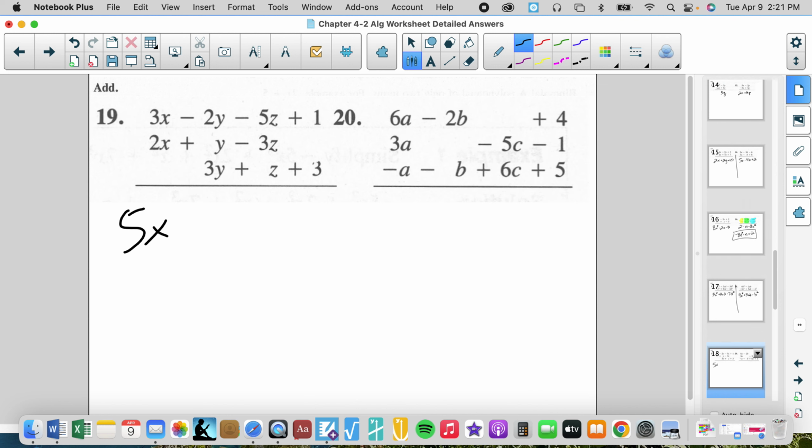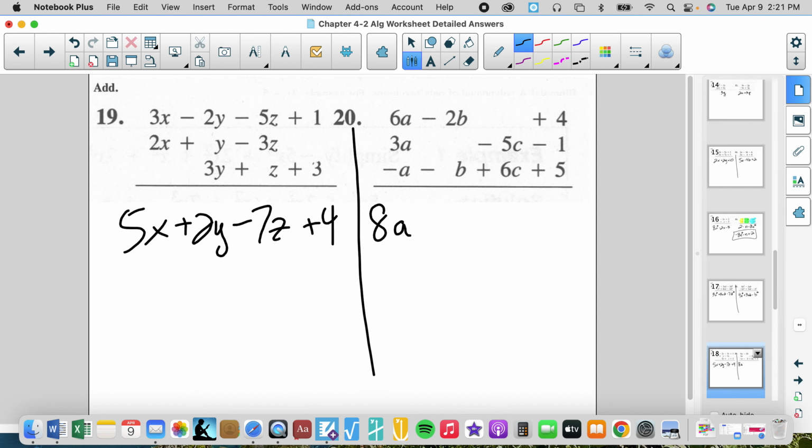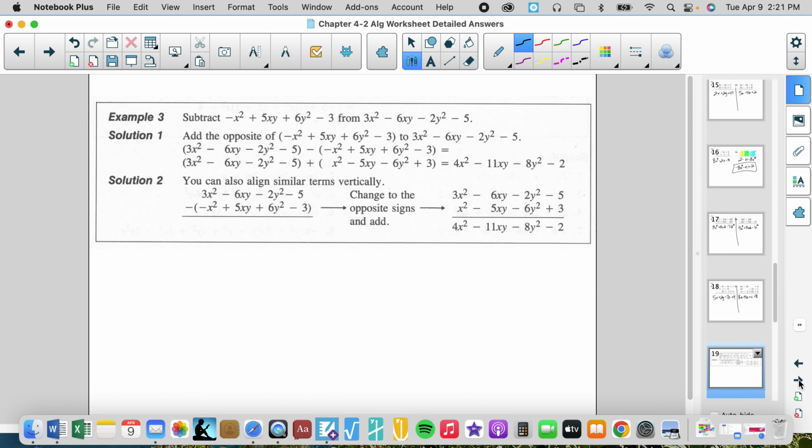5x, that's plus 2y. That's going to be minus 7z plus 4. Okay, x, y, z, constant. That is 8a. That is minus 3b plus c plus 8. All right, now it says subtract.